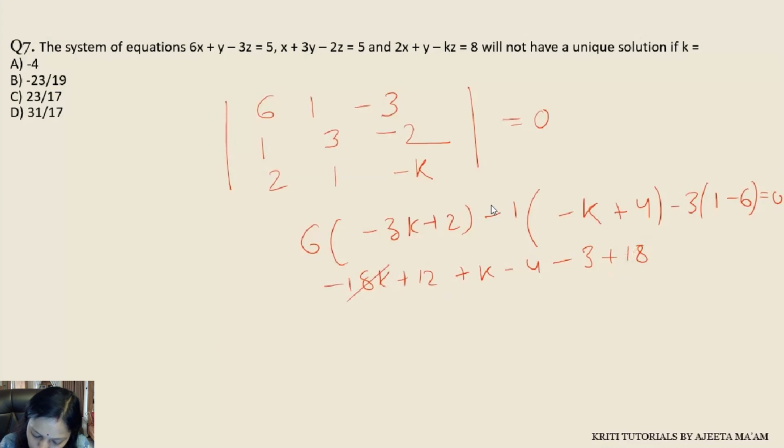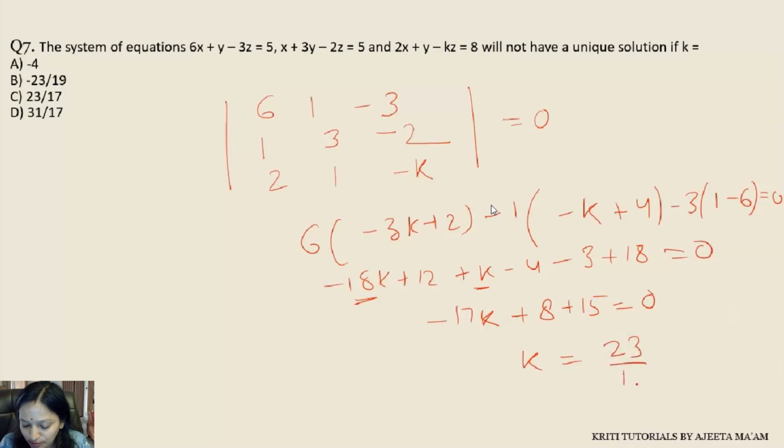Now taking the k terms together, we have minus 17k. And then we take 12 and minus 4, that's 8, plus 15 equals 0. So what's the value of k? 23 by 17, right? So that's option C. So for no unique solution, the value of the determinant will be equated to 0. Okay, now let's go on to the next.